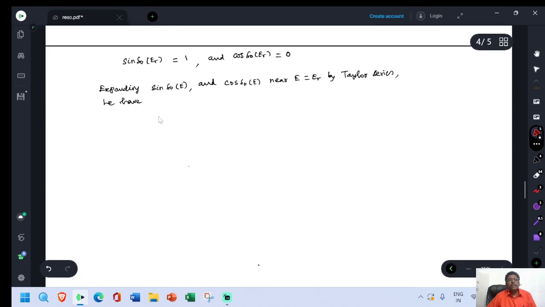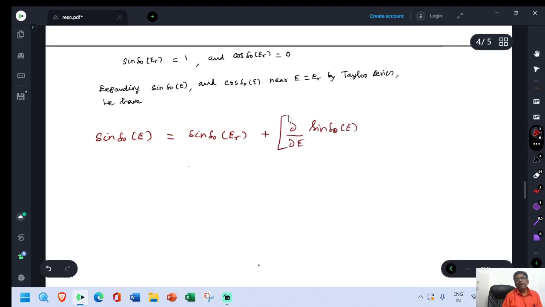Now we have to expand sin δ0(E) and cos δ0(E) near E equal to E_R by Taylor series. We have sin δ0(E) equal to sin δ0(E_R) plus ∂/∂E of sin δ0(E) at E equal to E_R, into (E minus E_R). This is the expansion formula.